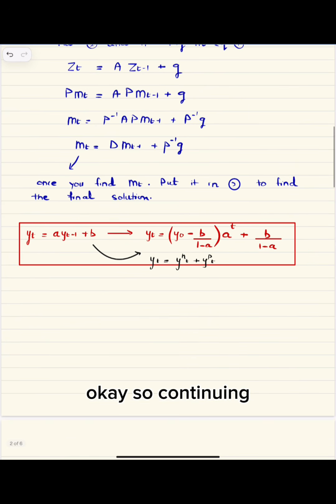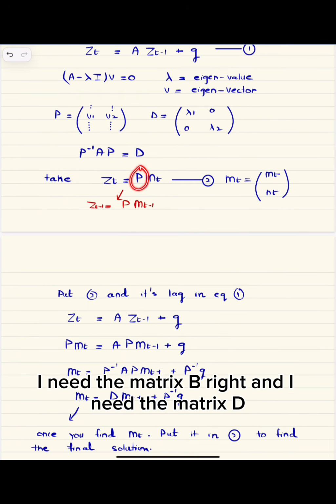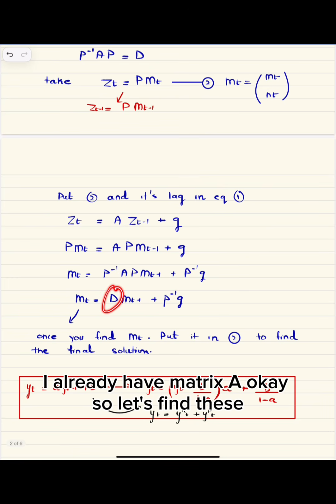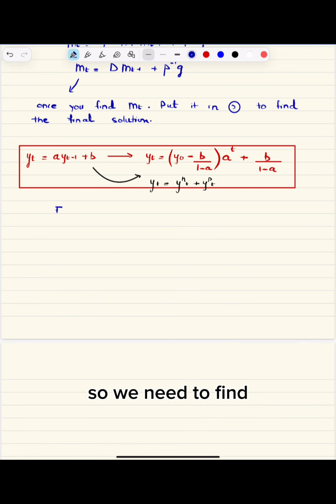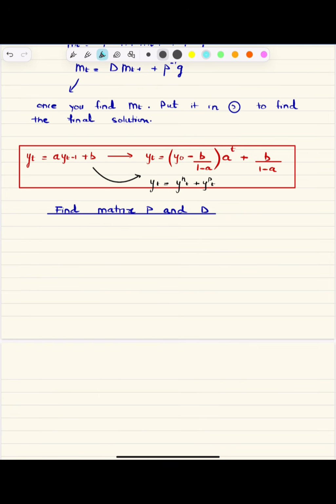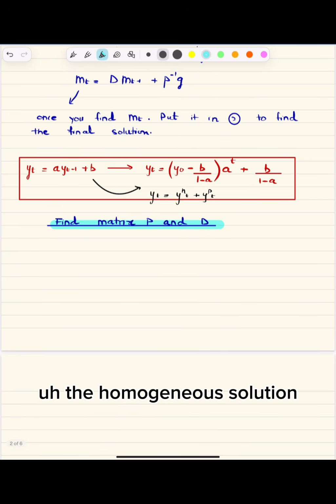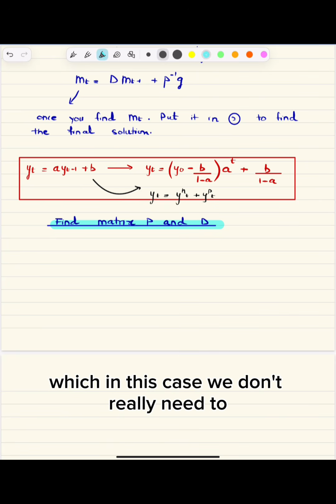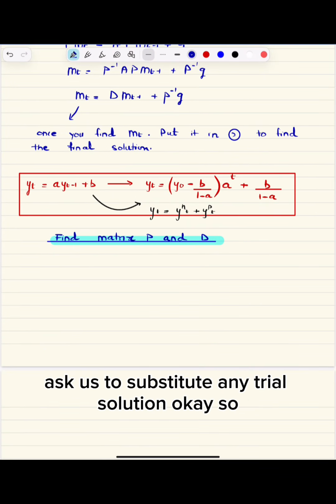Continuing. First of all, in order to do all of this, I need the matrix P and I need the matrix D. I already have matrix A. So let's find these. Remember, the matrix D is obtained as a result of solving the characteristic equation, which we get when we are finding the homogeneous solution, which in this case we don't really need to state because the question doesn't ask us to substitute any trial solution.